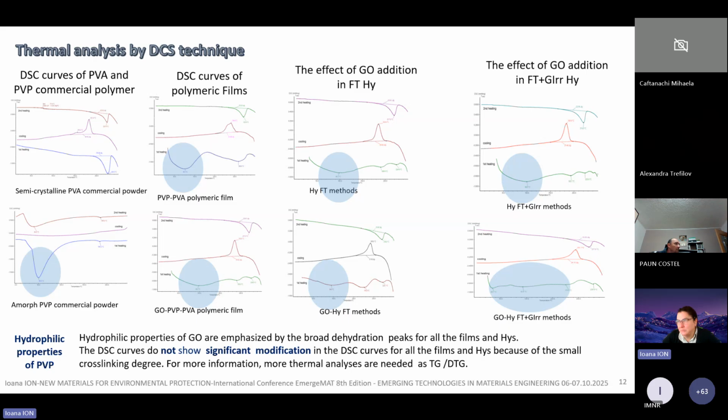Why do we have a small cross-linking degree? Because the cross-linking degree is directly related to the absorption properties. If the cross-linking degree is high, the absorption properties are small. For this reason, we adopted a small irradiation dose, 25 kilogray, and a few freeze-thawing cycles, which lasted just 3 days.